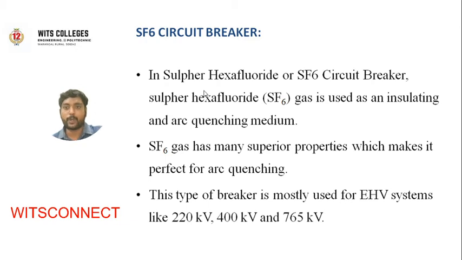These types of circuit breakers are preferred for high voltage applications, above 220 kV, 400 kV, 765 kV. In those applications and voltages, these sulfur hexafluoride SF6 circuit breakers are used. Already in the first class I told you, what circuit breakers are used in the electrical grid, the power grid? All are SF6 circuit breakers. These circuit breakers are operated automatically. Here the medium is sulfur hexafluoride.